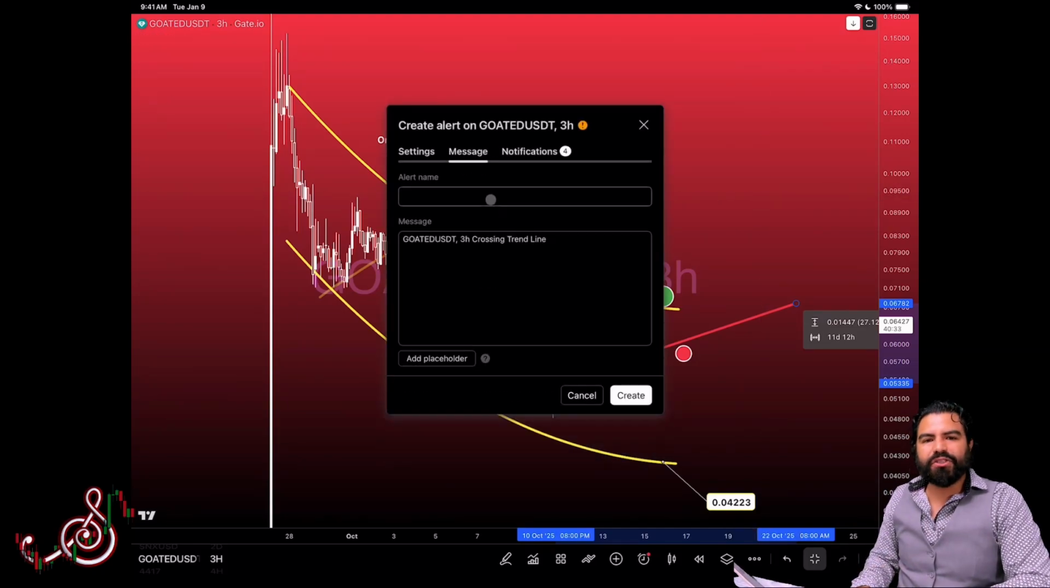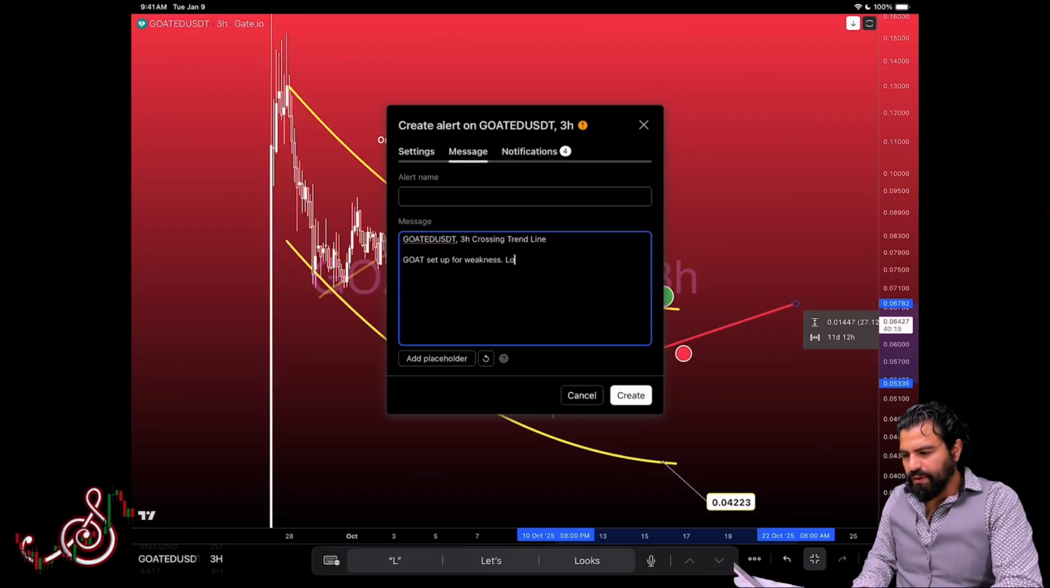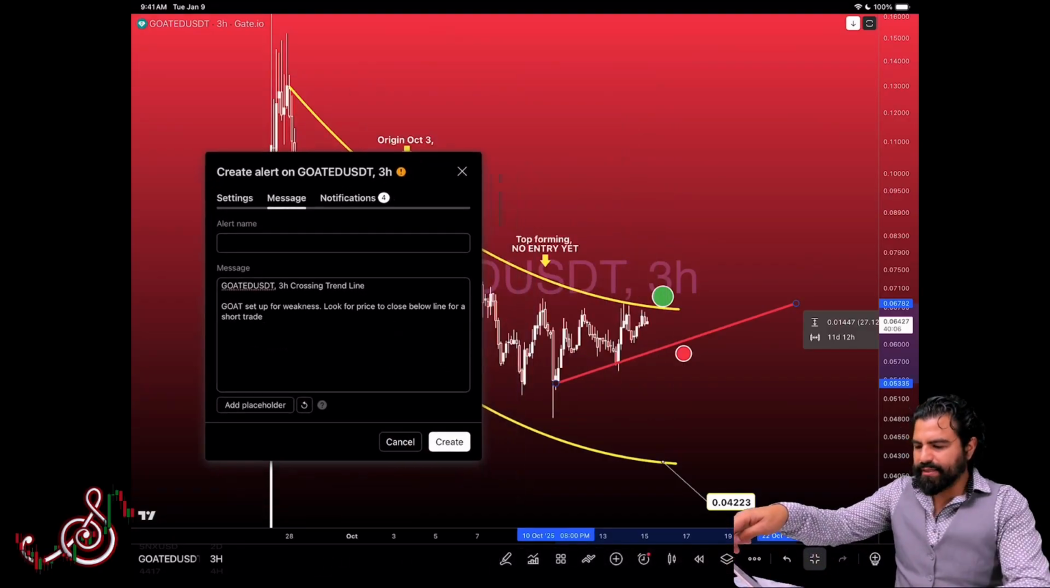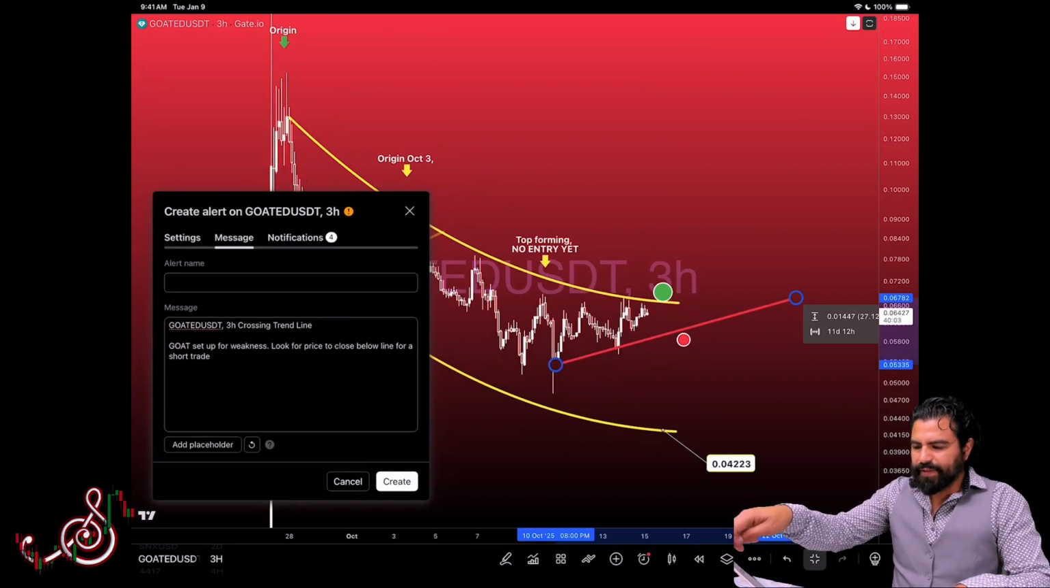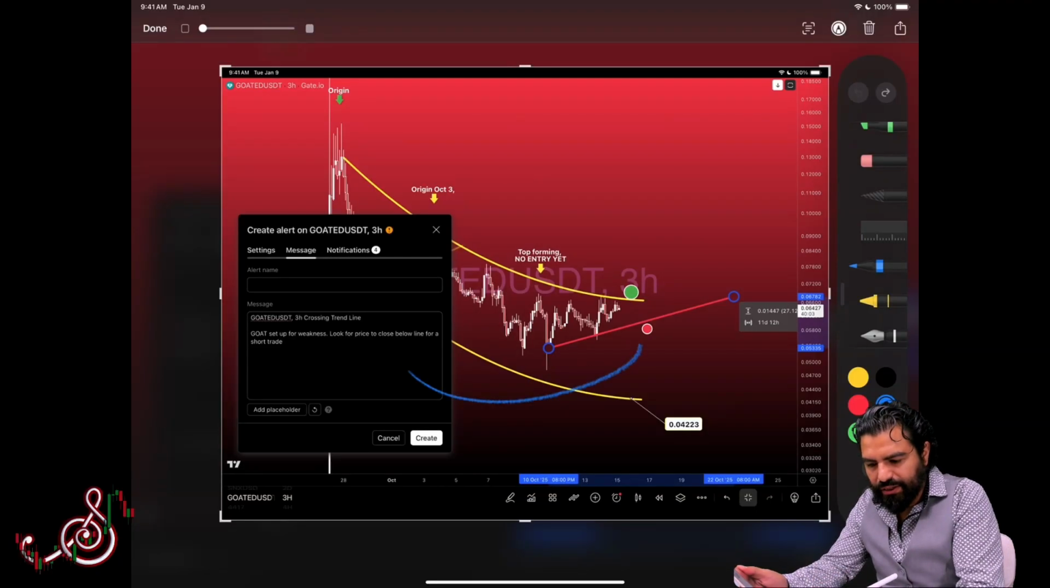And I'm going to click under the message tab, and I'm going to type myself a note. Underneath what it says GOAT 3 hour, GOAT set up for weakness. Look for price to close below this line for a short trade. Okay. Now I'm going to click create. So that alert is now set up here. Okay. So below this line starts telling me, hey Jason, you can look for a possibly short.